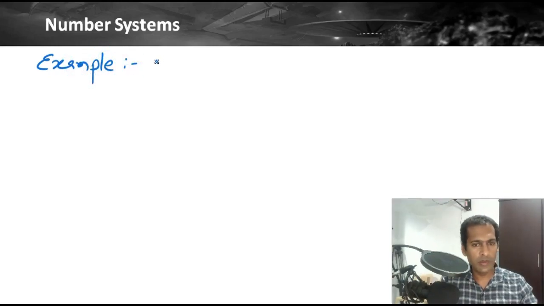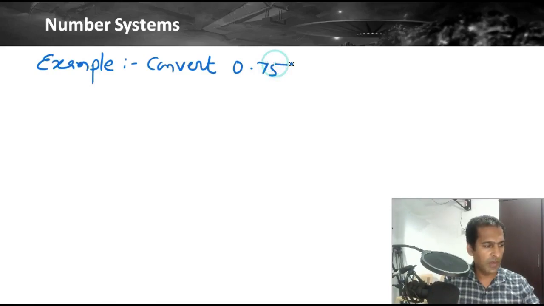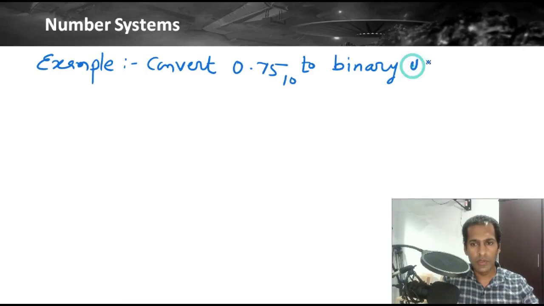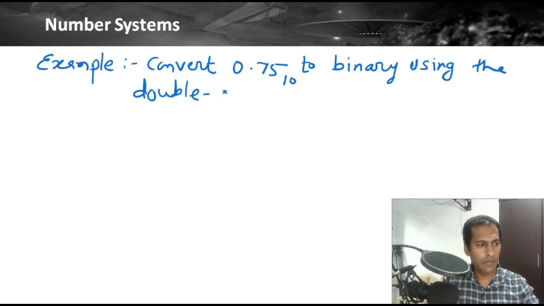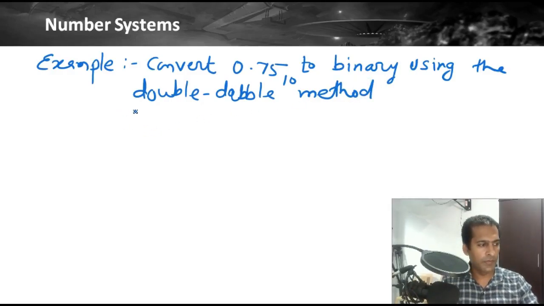The example question is to convert 0.75, a decimal number, to binary using the double method. So we have to use the double method.